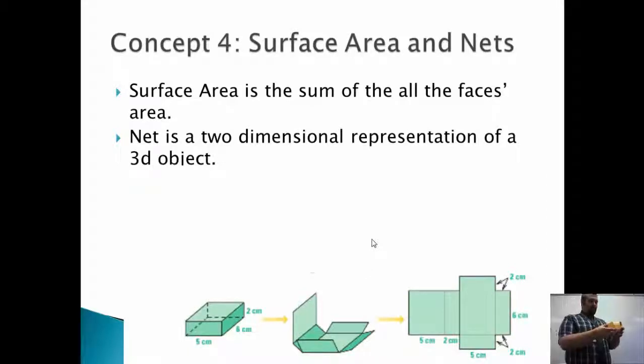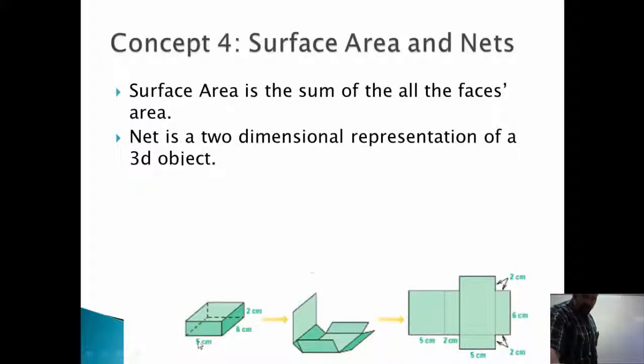If I wanted to find this shape's surface area, I'd have to add up each of these faces around the edge and the front and back. That would be the surface area. It's the sum of all the faces' areas. I can find each face individually, or I can make something like a net to find it. Now, a net is a two-dimensional representation of a three-dimensional object. It's as if we cut the shape apart and unfolded it.